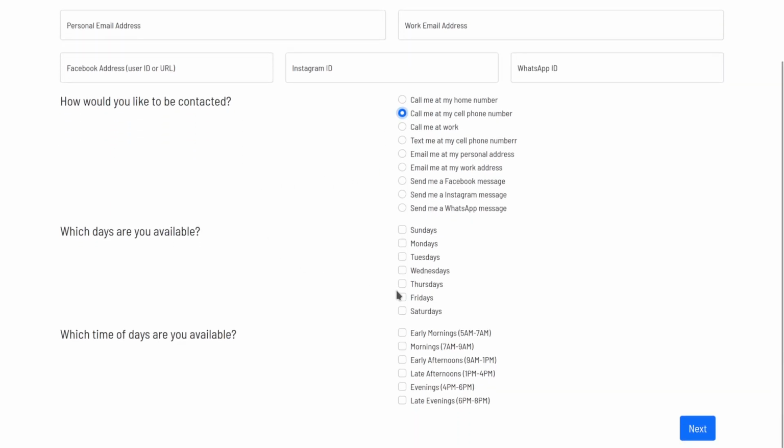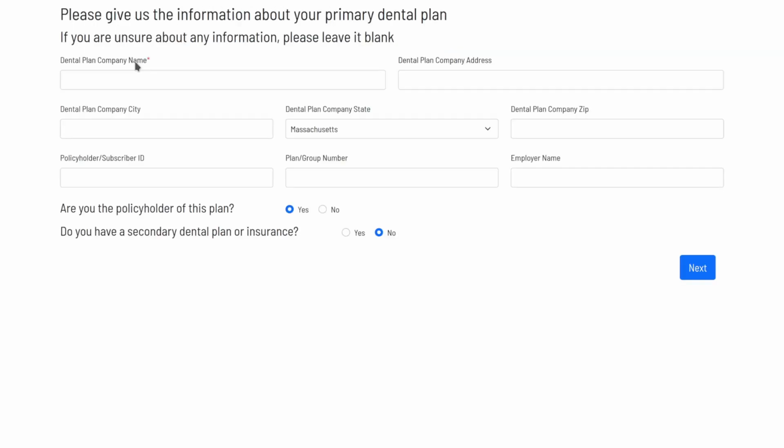And then when it comes to scheduling the patient, you already know ahead of time, okay, this patient can only come on Wednesdays and Thursdays, and they prefer to come in late afternoons. So you know what days to look for when you call up the patient. And then if they do have a dental plan, you can get all of their information ahead of time.